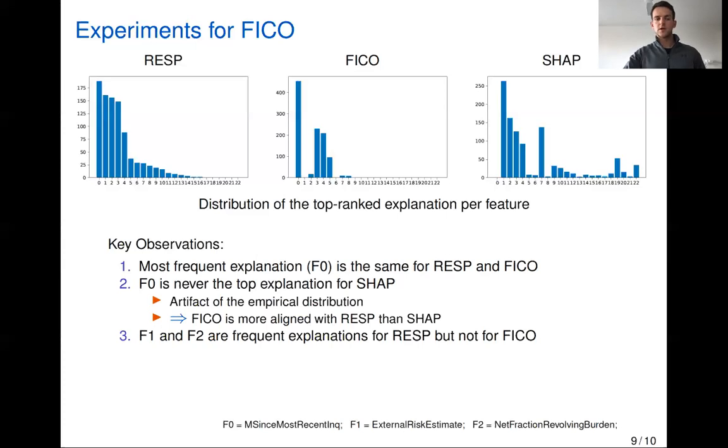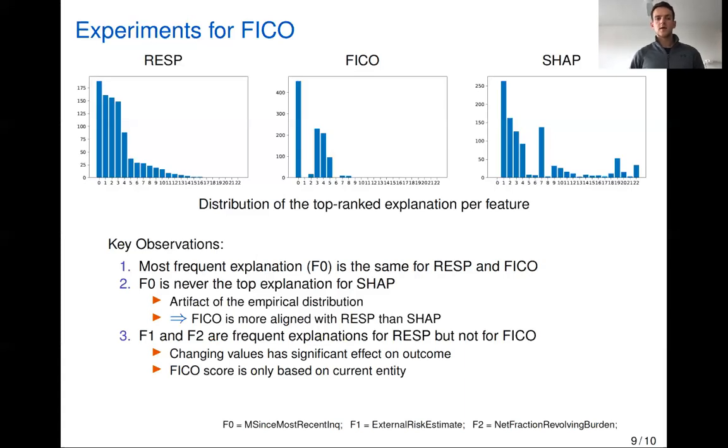Another interesting observation is that the next two bars, feature F1 and F2, are very frequent for the responsibility score and also for the SHAP score, but not at all for the FICO explanation score. And the reason for that is that the effect of these two features on the outcome is only really apparent when you change the values for these features, which is something the FICO score does not do because it is solely based on the given entity. It does not consider changing the features.